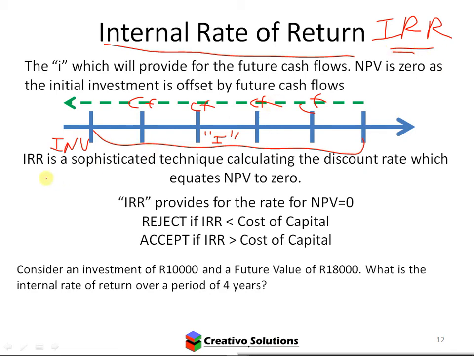What is IRR? It's just the measure of internal rates. How much does the cash flow actually give us in terms of a rate of return? If I have an investment of 10,000 and the future value is that, and the period is 4 years, what would my I be? Work it out. You've seen questions like this before in the compound interest chapter. So give me the I for this investment.